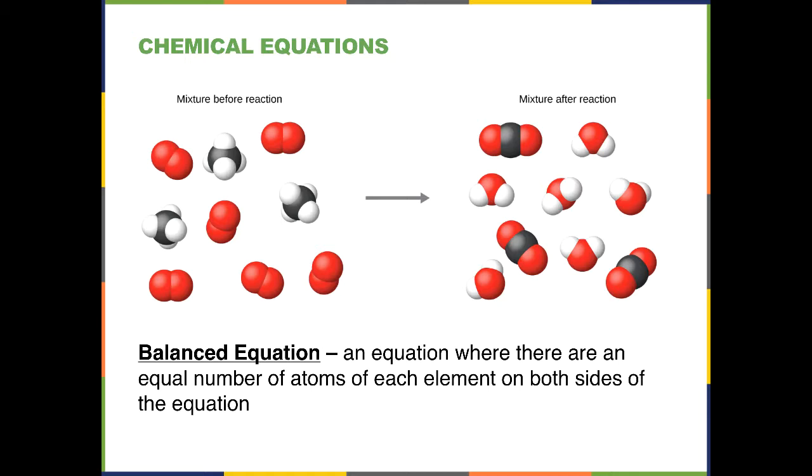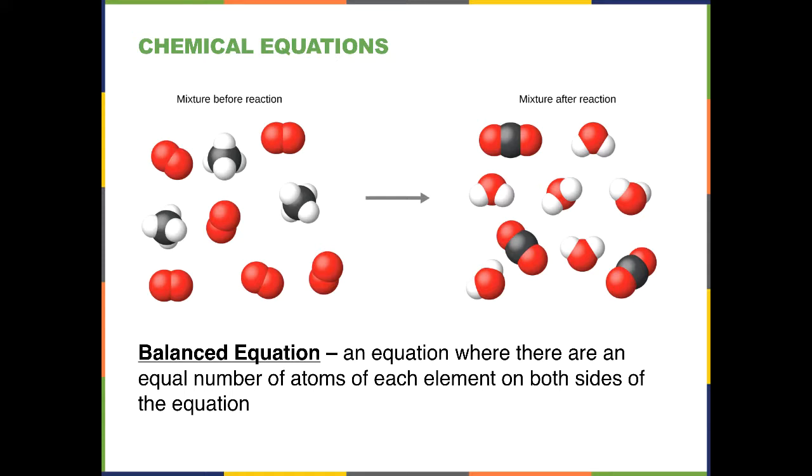Now what this tries to show you is that when you take into account all the atoms on the left side and all the atoms on the right side, you have to end up with the same number of each atom on the left side and the right side. In order to do that with our equation, we have to do what's called balancing. An equation where there are an equal number of atoms of each element on both sides of the equation are called balanced.